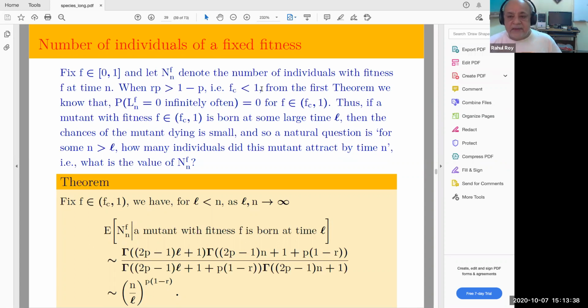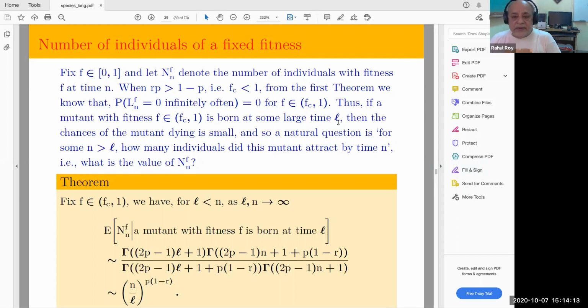When fc is less than 1, from the first theorem, we know that the left-hand side, for any f, ln f I'm writing, gets flushed out infinitely often, and this is true for all f in fc, from 0 to fc it should be. So if a mutant with fitness f is born in fc at some large time L, then the chances of the mutant dying is small.